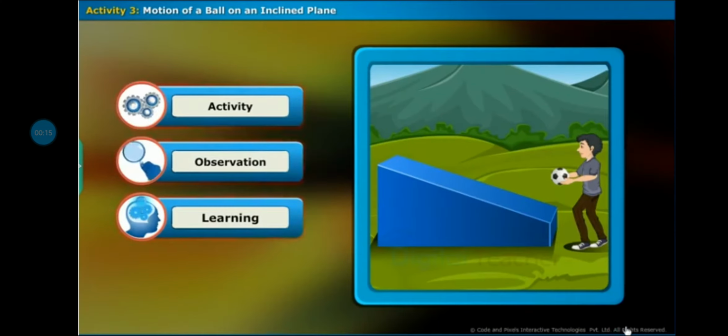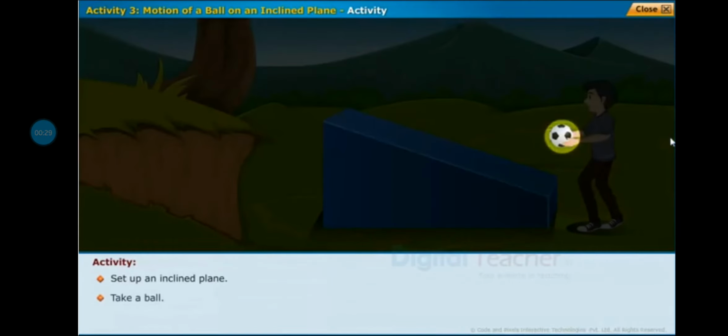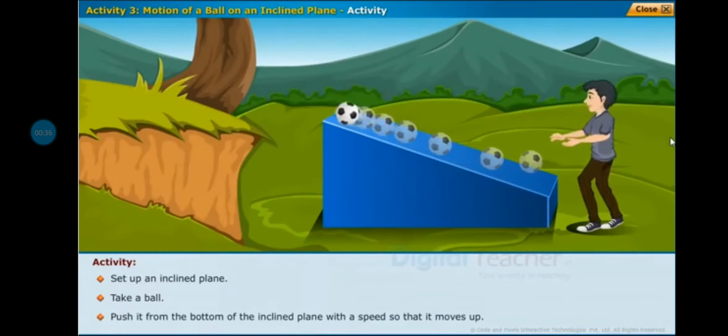The new topic for today is motion of a ball on an inclined plane. To understand it, let's perform an activity. Set up an inclined plane. Take a ball. Push it from the bottom of the inclined plane with some speed so that it moves up.